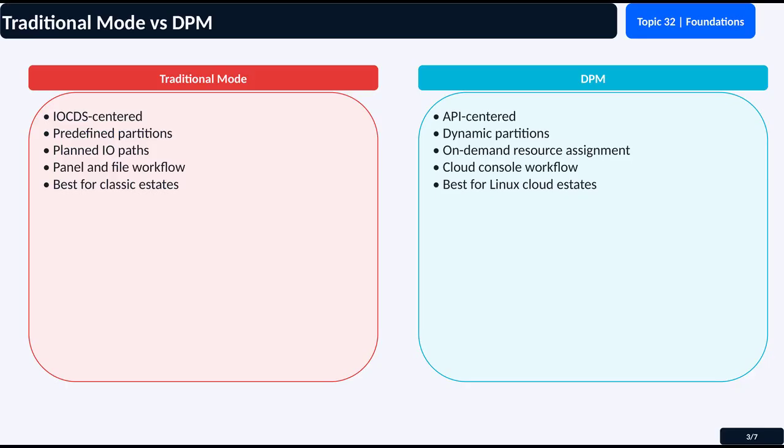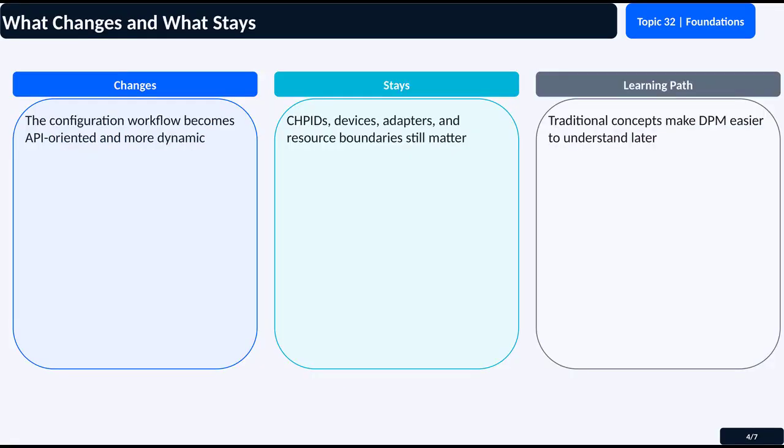Traditional mode is planned, explicit, and configuration file-centered. DPM is more dynamic, API-driven, and cloud-friendly. Think of traditional mode as preparing a detailed seating chart before a wedding. DPM is more like a restaurant reservation system that can assign tables as people arrive. Both need rooms, seats, and staff, but their operating model is different. DPM changes the interface, not the core reality.